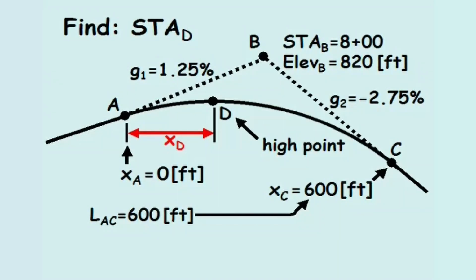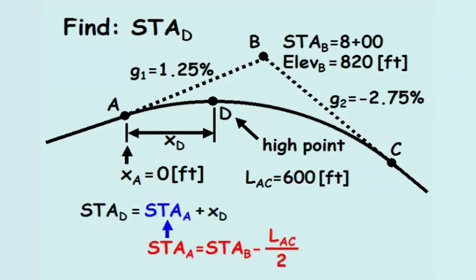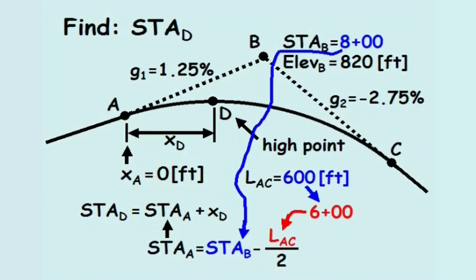Therefore, we can equate the stationing of point D to the stationing of point A plus the length xd. We can compute the stationing at point A by knowing the stationing at point B and the length of curve AC. The stationing at point B equals 8 stations, and the length of curve AC is given as 600 feet, or 6 stations. This makes station A equal to 5 stations.